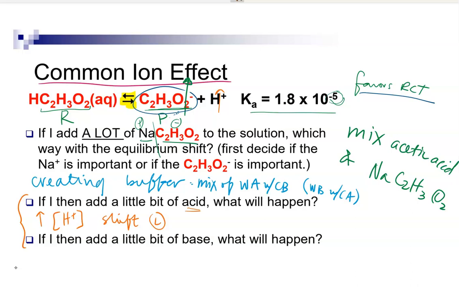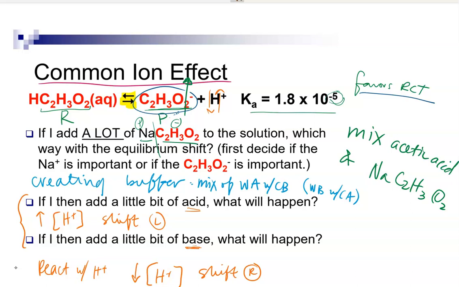And then if we consider what would happen if we added some base, this one's less obvious because there's not an OH minus in the equilibrium, but it would react with the H+ and thereby lower the concentration of the H+. And if we lower the concentration of the H+, then we will shift the equilibrium to the right. So this is the basic underlying mechanism of a buffer.